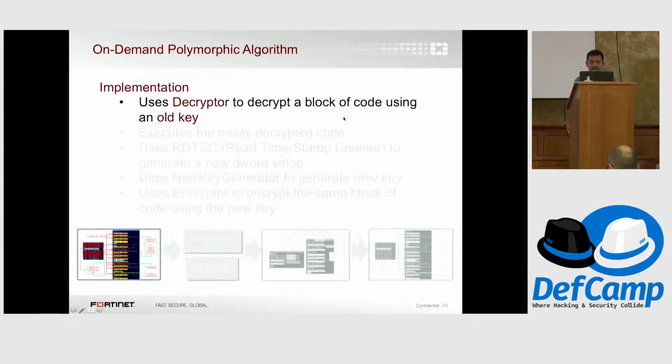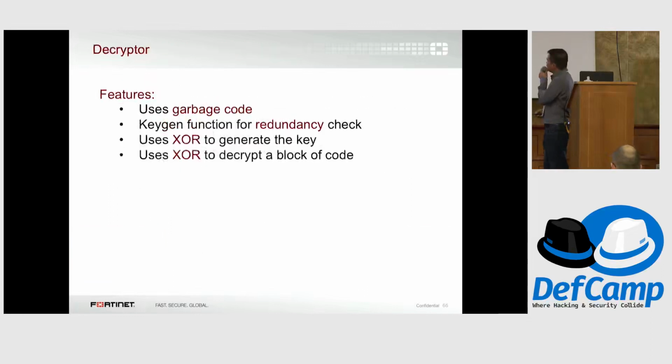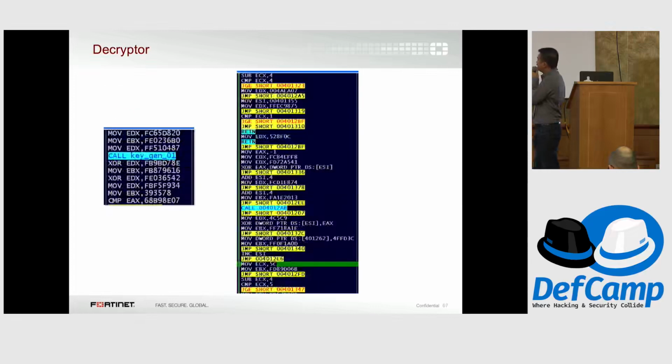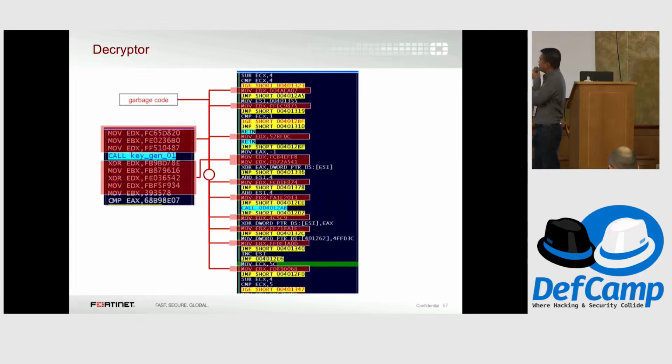How does it work? First, it uses the decryptor to decrypt the block of code. Something like this. It uses some garbage code. It has some sanity check, XOR to generate the key, and another XOR to decrypt. It will look something like this. The red ones are actually garbage code. That means it is just there to confuse you when you're debugging. But the actual code is this one.